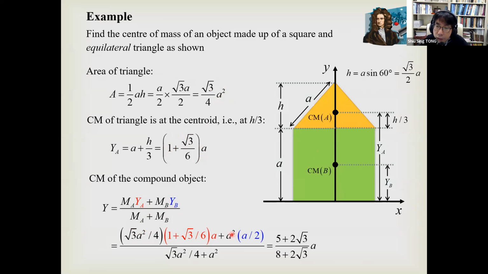The area of the square is a squared, and the height of the center of mass above the x-axis is a over 2. And the total mass of the two objects is proportional to the total area, so it's equal to the area of the triangle plus the area of the square. After some simplification, we find the position of the center of mass to be given by this. Okay. So that is a simple example which illustrates how to calculate the position of the center of mass of a composite object.